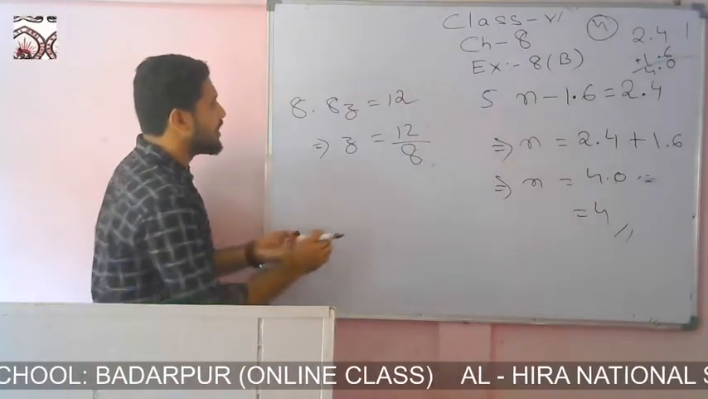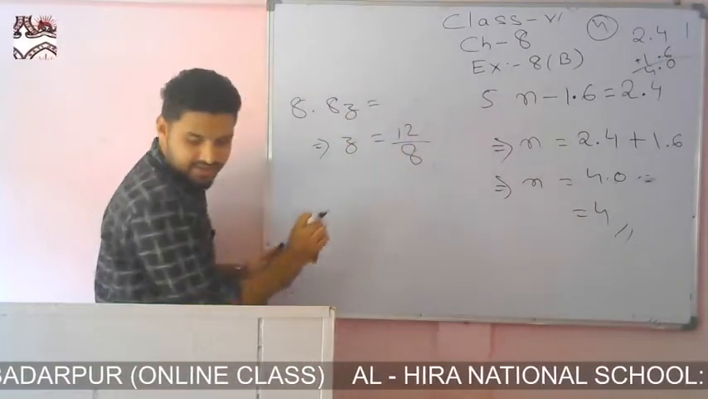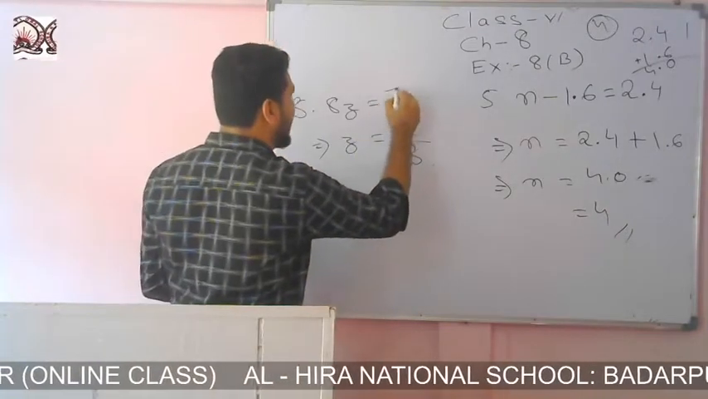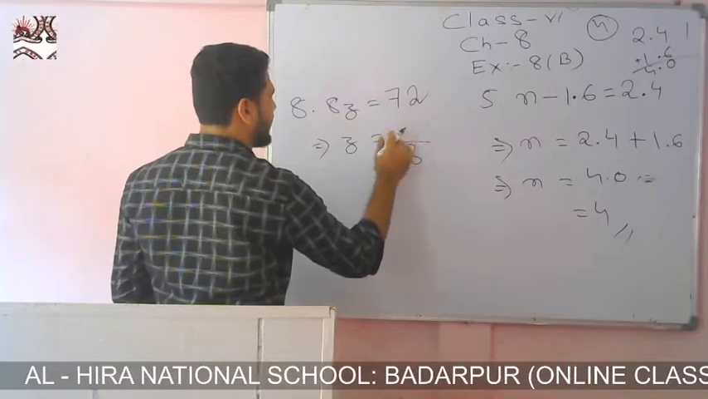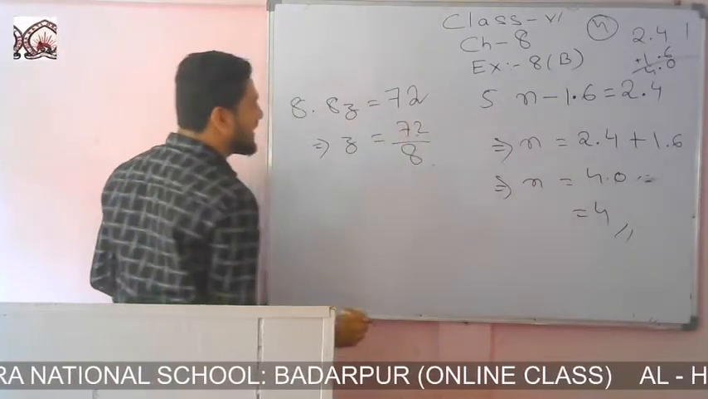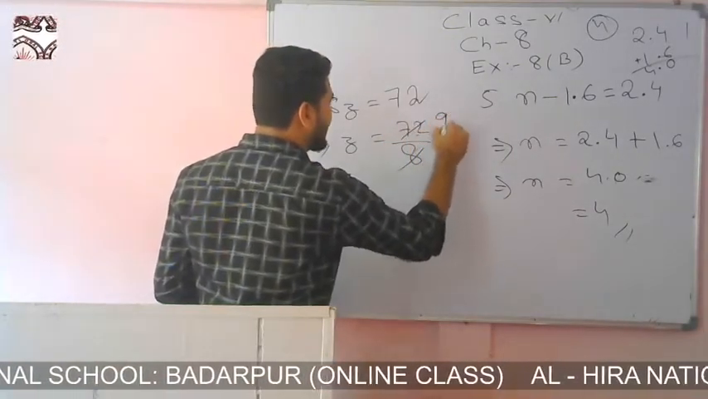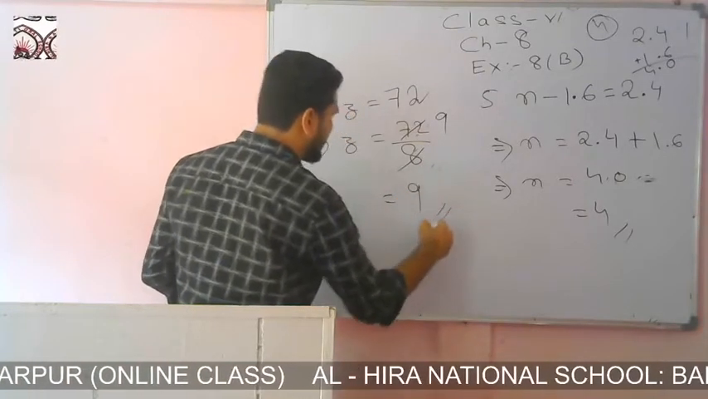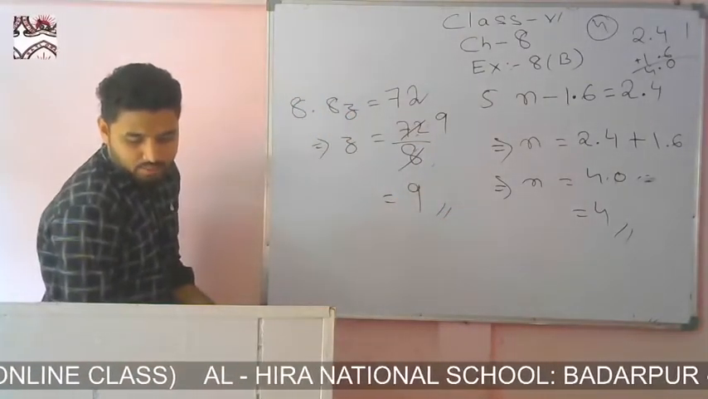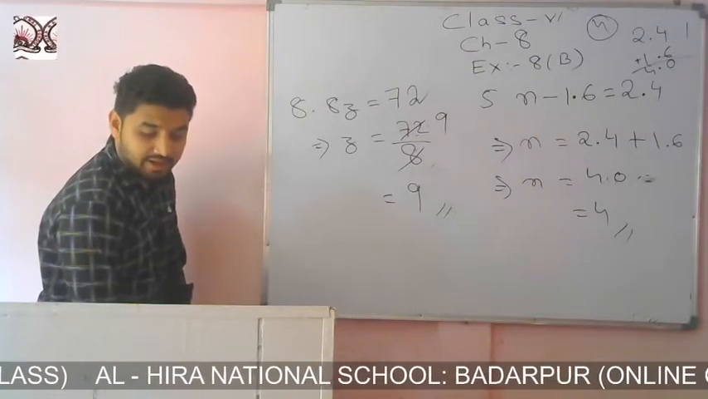8z equals not 12, 8z equals 72. You make the correction: 8z equals 72. Now if I cancel, 8 nines are 72. So the answer is 9. Okay.